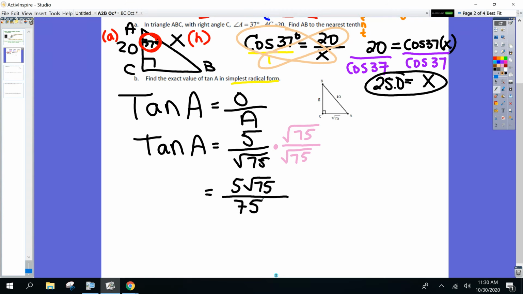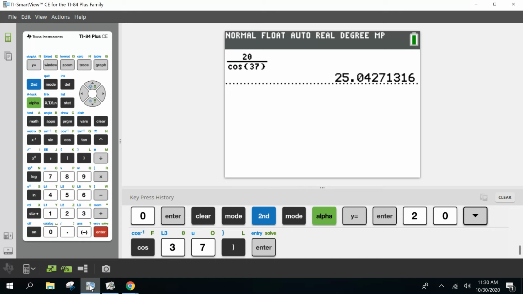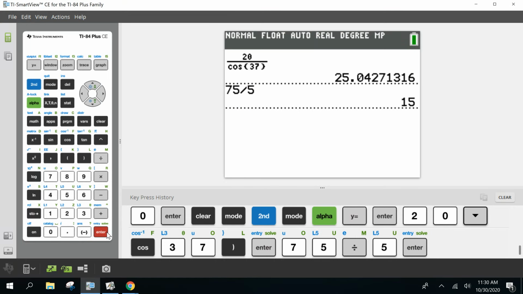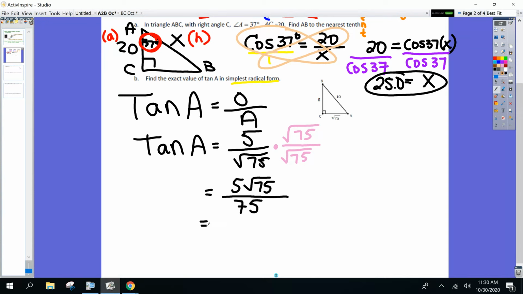Okay? I'm looking at the 5 and the 75. 5 on top, 75 on the bottom. Doesn't 5 go into 75? 15 times. So I can keep going with that. Radical 75 over 15. I can reduce that.